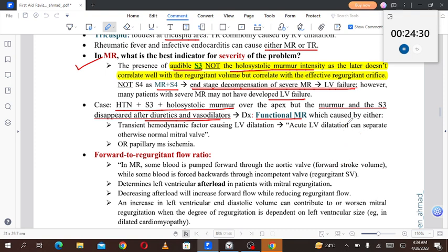Okay, that's cool. It is caused by either a transient hemodynamic factor causing left ventricular dilation, since acute left ventricular dilation can separate an otherwise normal mitral valve, or by papillary muscle ischemia. The papillary muscle is holding the mitral valve in place. If the papillary muscle undergoes ischemia and necrosis, it can rupture, and due to the rupture of the papillary muscle, the mitral valve can prolapse, or you may say it can become regurgitant.